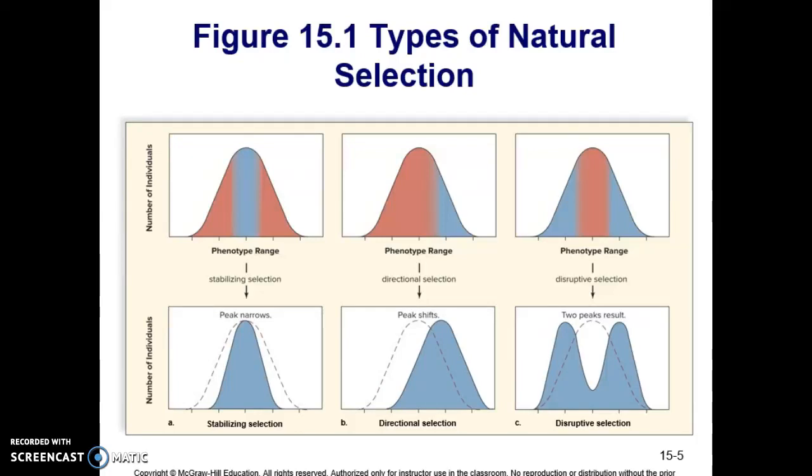All right, welcome back for part 2. Where we stopped was thinking about 3 patterns of natural selection that we see in phenotype changes over time.